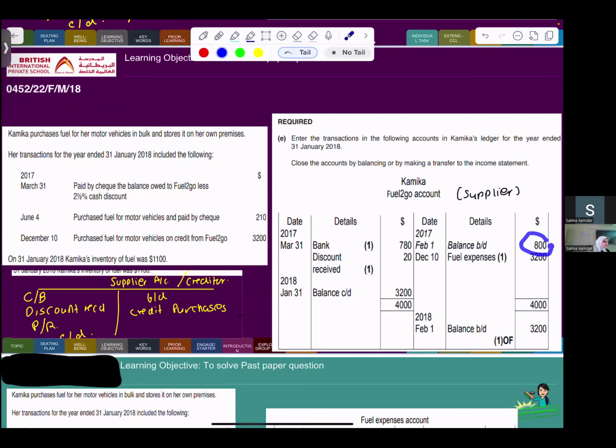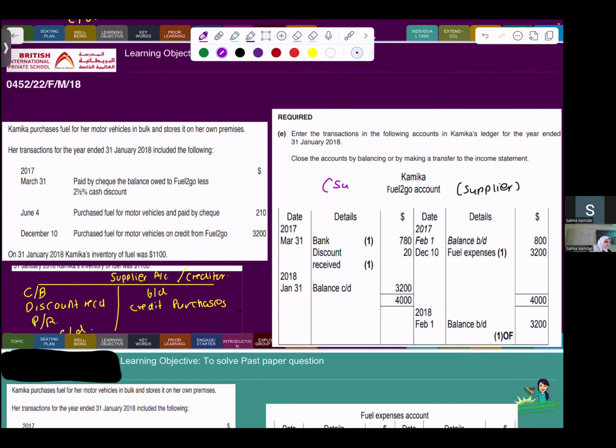Purchase fuel for motor vehicle and paid by check. Whatever you purchase, you paid by check. This transaction is a cash book transaction. Please note, Fuel To Go is a supplier. A supplier is a person who sells on credit to you. So he is going to sell on credit to you.